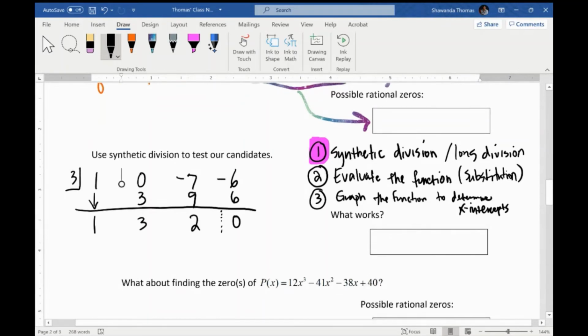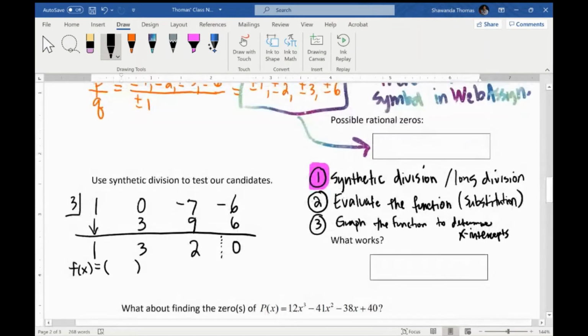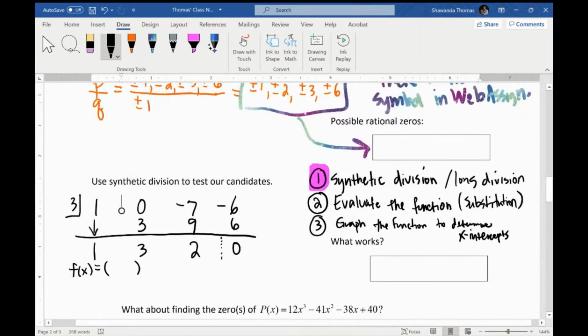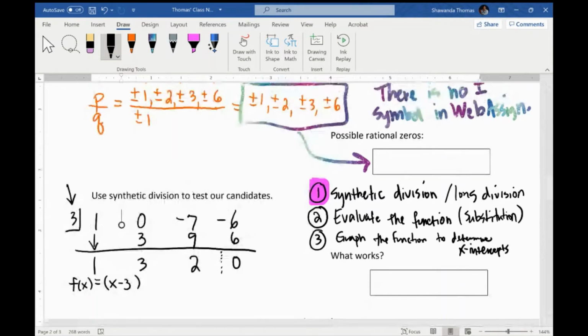So here's what we have so far. Write this down. F of x equals, how do we write 3 as a factor? X minus 3. Remember, you got to set it to 0. Now, we just learned from our synthetic division right here that 3 is a 0.